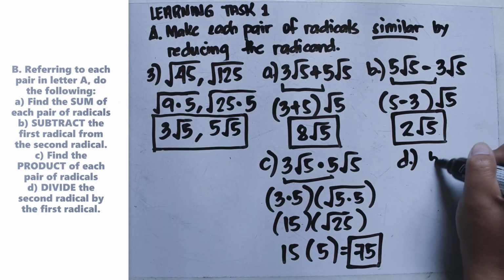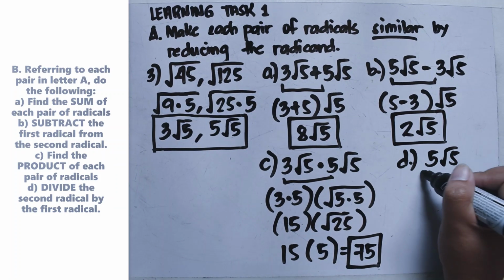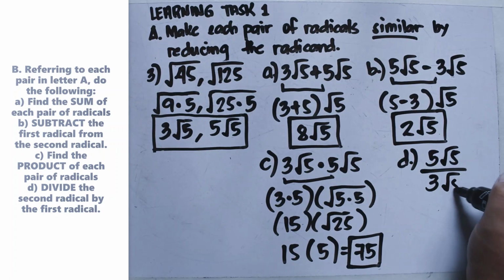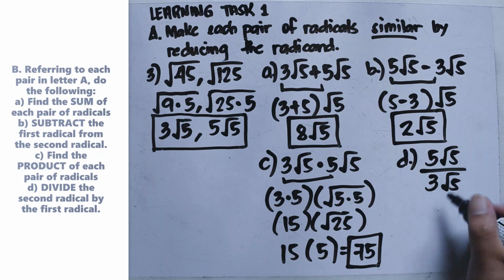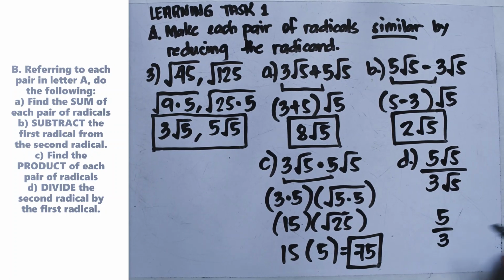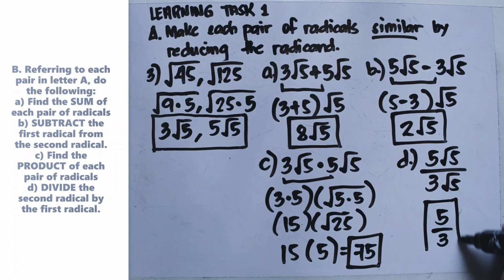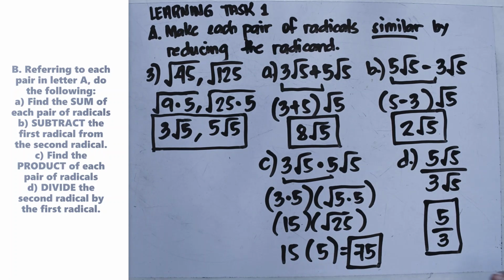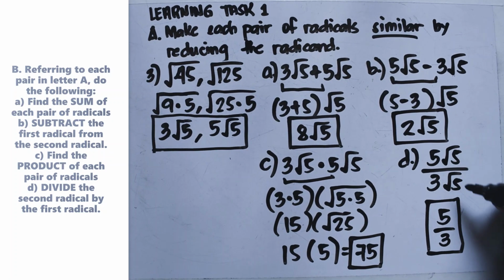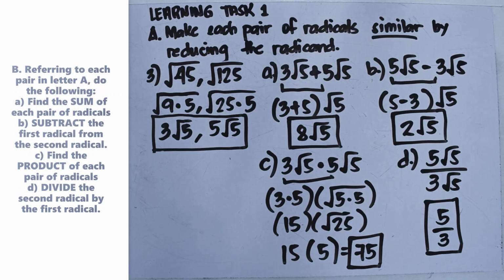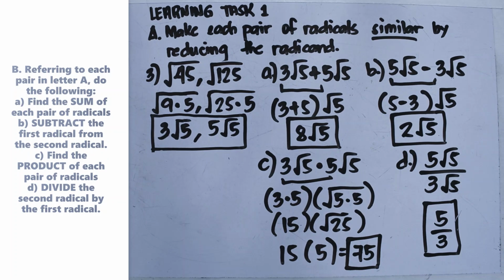So find the quotient. So we have 5 square root of 5 divided by 3 square root of 5. Since kapareho to, square root of 5, square root of 5, so cancel. Ano matitira? Si 5 over 3. So marereduce pa ba natin to? Hindi na po. Pero pwede po kayong mag-answer ng decimal. So yan. Again, saan nanggaling tong si 5 over 3? Cancel to, and then matitira lang si 5 over 3. Pwede na yan, pero kung gusto ng teacher nyo decimal, just simply divide 5 divided by 3. So we're done with number 3.